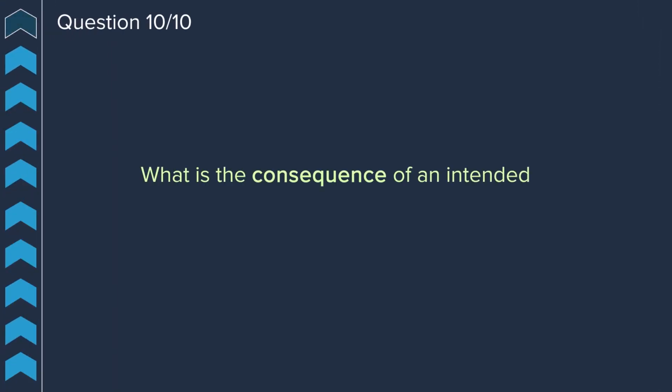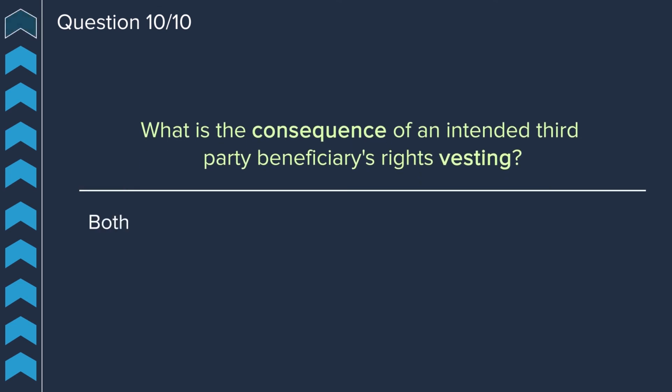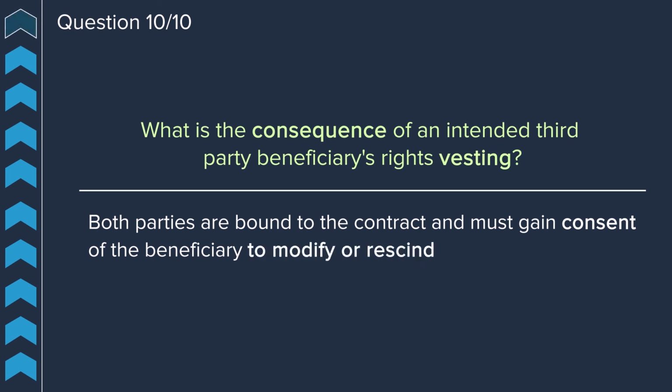Question 10. What is the consequence of an intended third-party beneficiary's rights vesting? Both parties are now bound to the contract and must gain consent of the beneficiary to modify or rescind the contract.